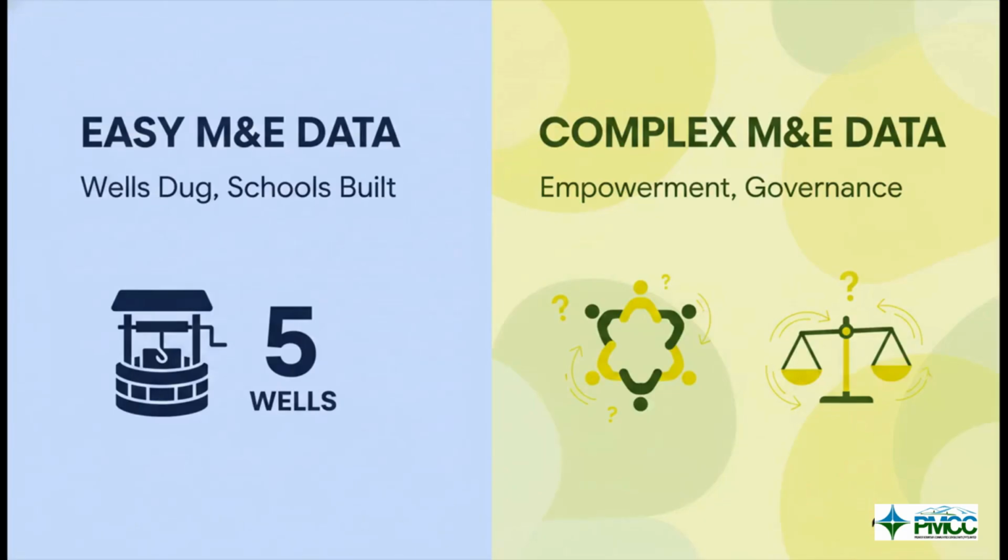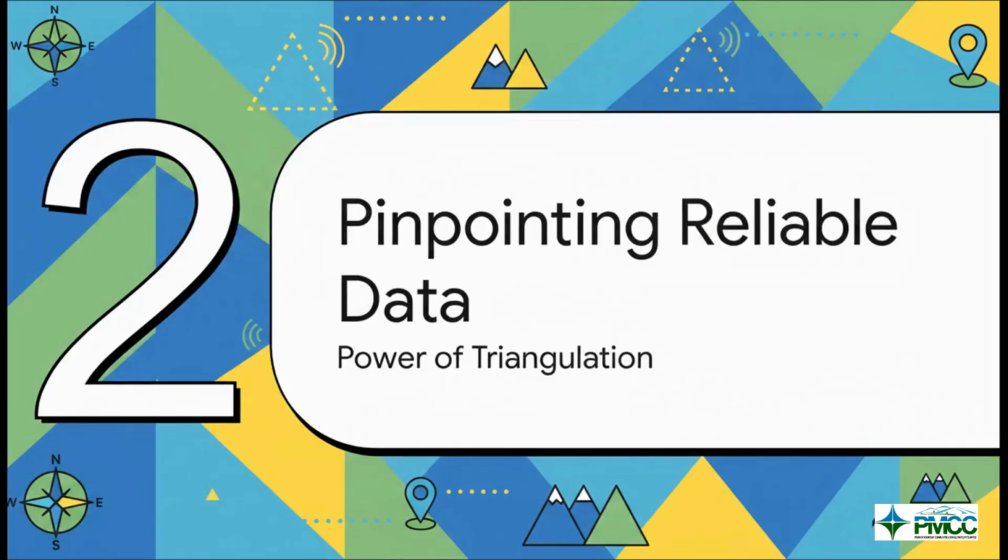I mean, think about it for a second. Some things are pretty easy to measure, right? Counting how many wells you've dug or how many schools you've built, that's straightforward. But what about the more subjective stuff, like a community's sense of empowerment or improvements in local governance? These are really complex, nuanced changes. And if you're only looking at them from one angle, you're creating these dangerous blind spots that can lead you to completely wrong conclusions.